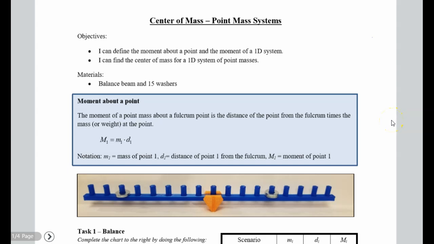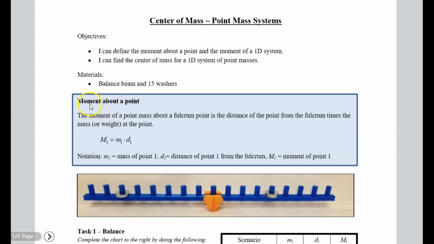Hey everyone, welcome to my video on the center of mass, looking at one-dimensional point mass systems. In this video you're going to need these balance beams to go through this worksheet. So if you don't already have those out, make sure you take those out. Pause the video.